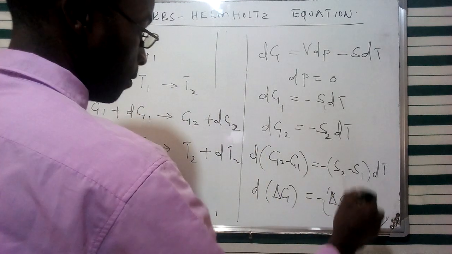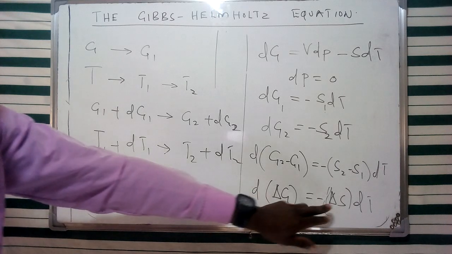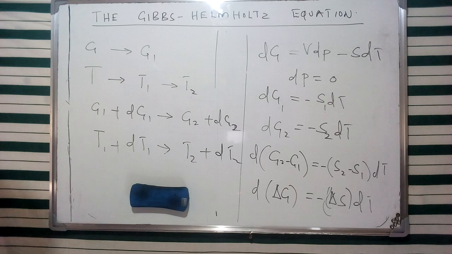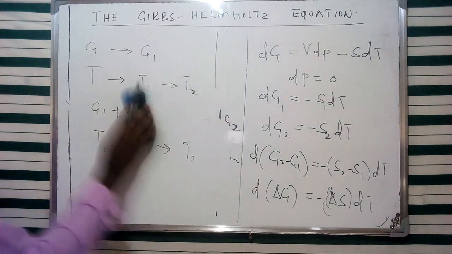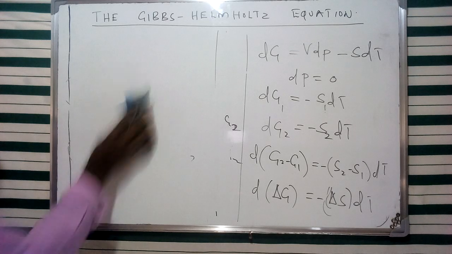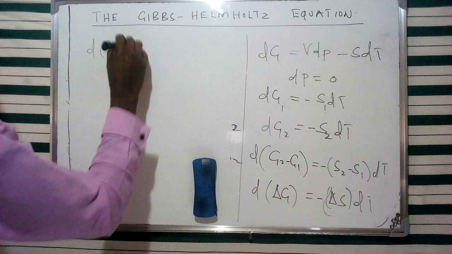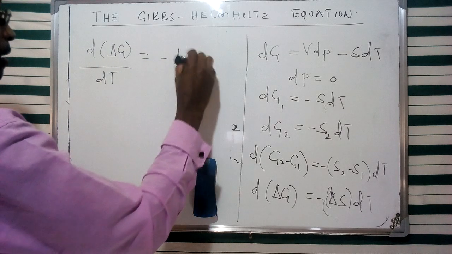So this is going to be a relationship given by the change in entropy and Gibbs energy. Now we can make delta S the subject of this formula by dividing it with that specific ratio. And this is going to give us the equation of the form d delta G over dT, which is going to be negative delta S.